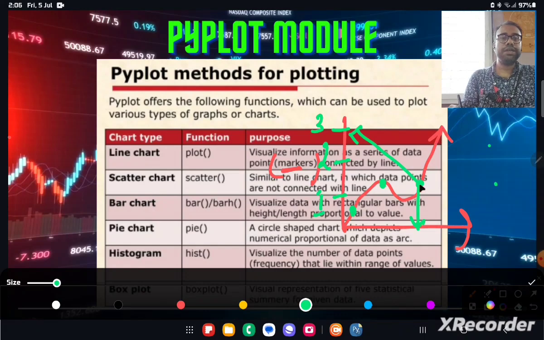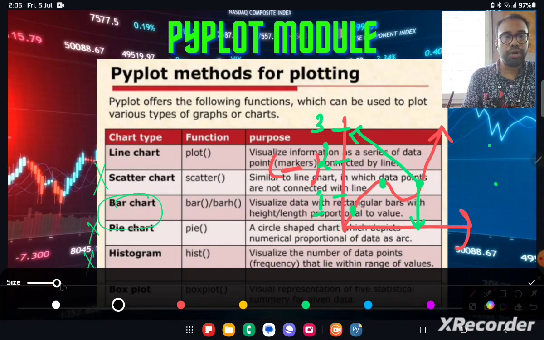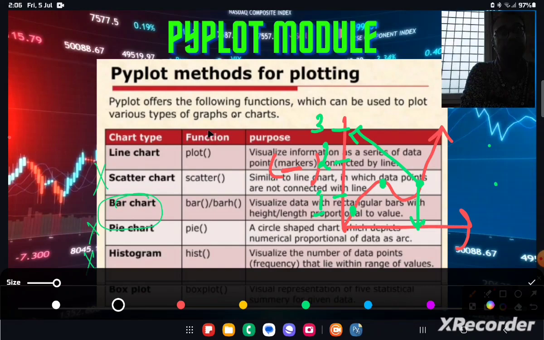Now next we will talk about the scatter chart and bar chart. Bar chart is there in the syllabus, whereas pie chart and histogram are not there in the syllabus. They have been deleted by CBSE. So we are not bothered about those topics. What we are bothered about here primarily is the bar chart. Now bar chart comes in two different types. One is the horizontal bar graph, another is the vertical bar graph.